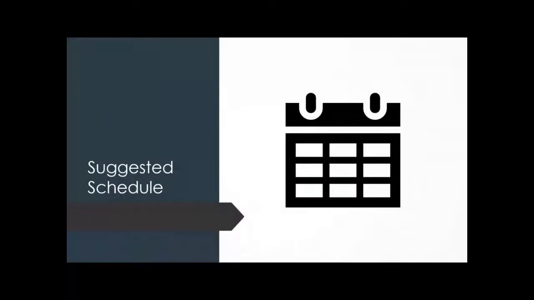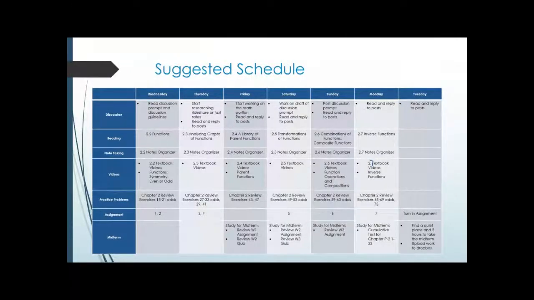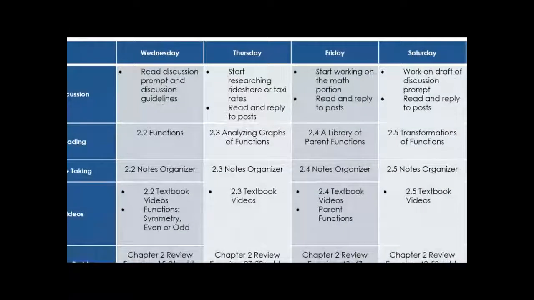All right, so then moving to the suggested schedule. So here's how I've arranged it all. So you can start working on this discussion almost immediately. You can start researching your rideshare or your taxi rates. You can even start writing the equations, because at this point, you know everything you need to know to write the equation. All you need was basically 1.3 and 2.1.